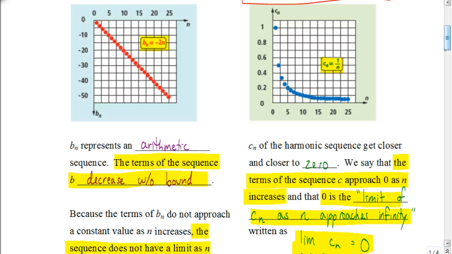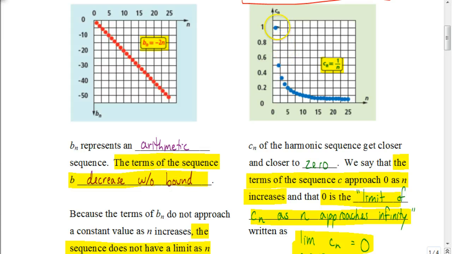Okay, so let's start with this first paragraph here. It talks about this first sequence. As we look at that sequence, as my terms are increasing, the values for those terms continue to decrease, and they continue to decrease without approaching any particular value. So we say that it decreases without bound.